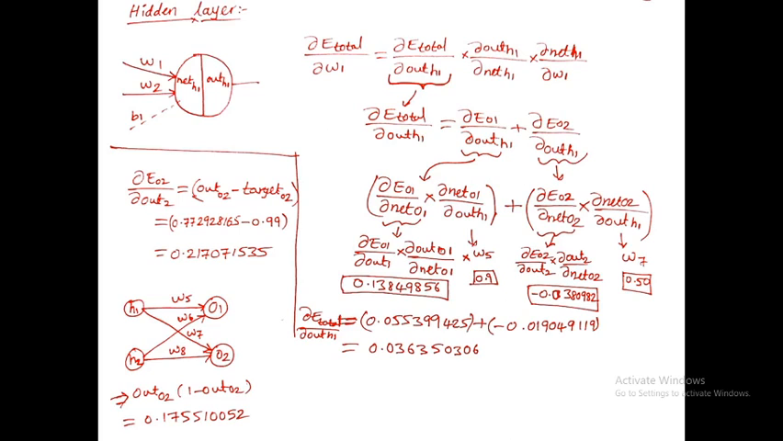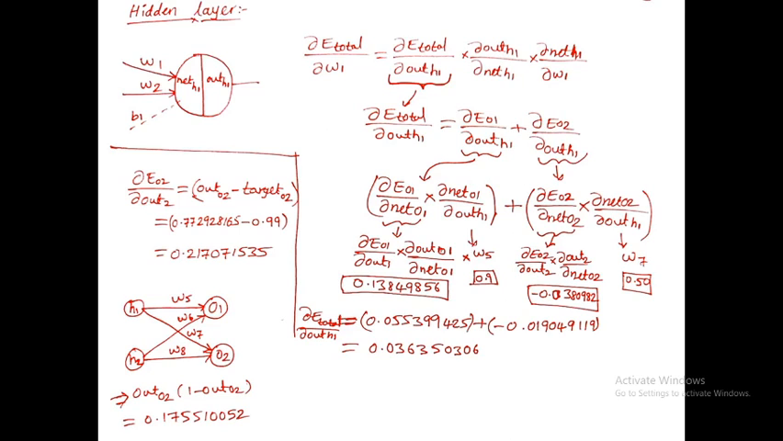Otherwise you can see the differentiation of the sigmoid function. The differentiation of the sigmoid function you will get as 1/(1+e^-x) into, in bracket, 1 minus 1/(1+e^-x). That 1/(1+e^-x) is again nothing but the output o2 only. That's why out_o2 into (1 minus out_o2). Already the output at the o2 neuron we have calculated in the last slides. If you substitute those values, you will get 0.175510052.